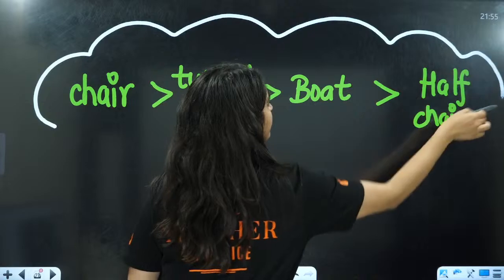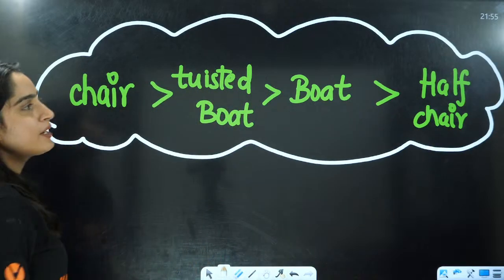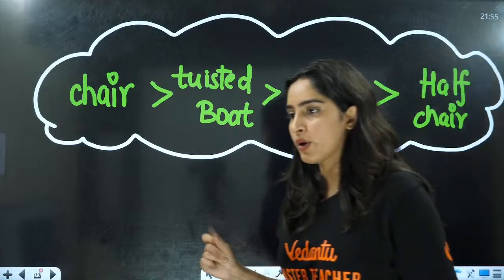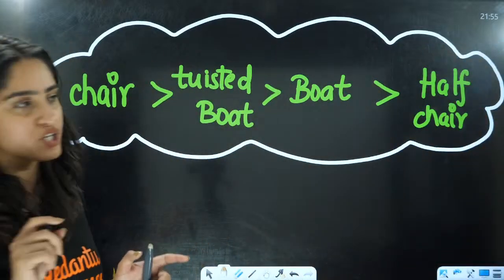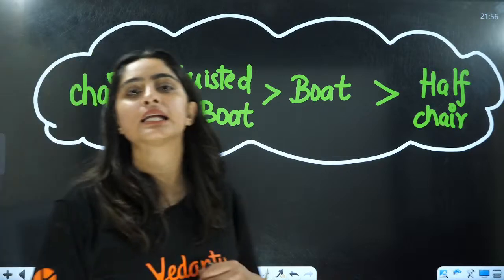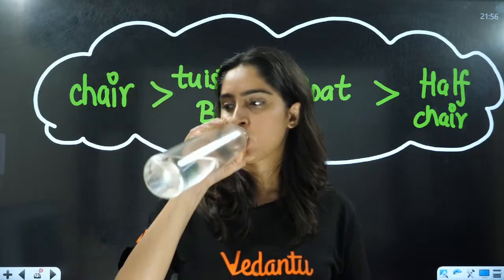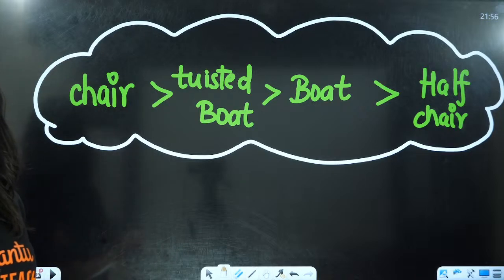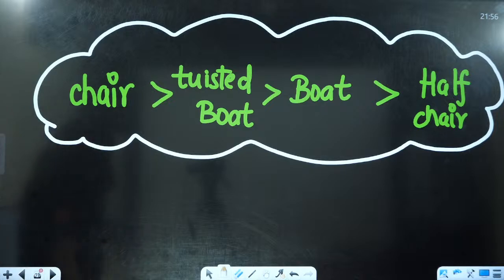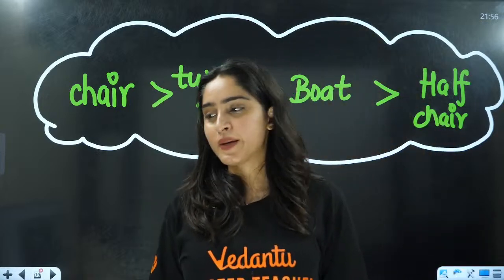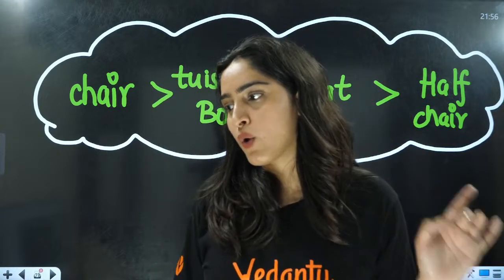In cyclohexane, they can ask you the stability of all the conformers here: which is more stable, which is less stable. Any doubt here?